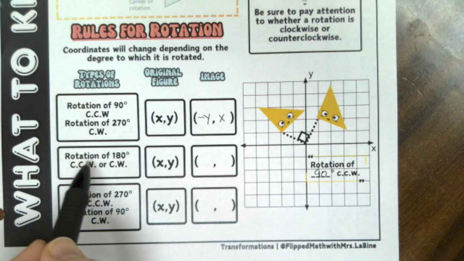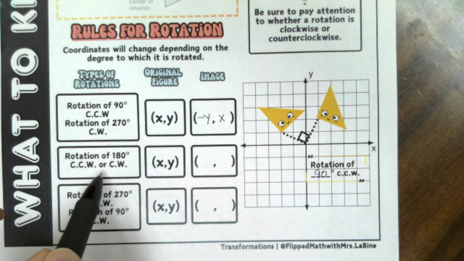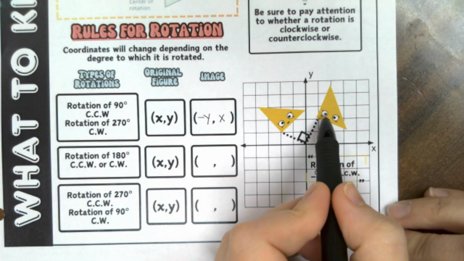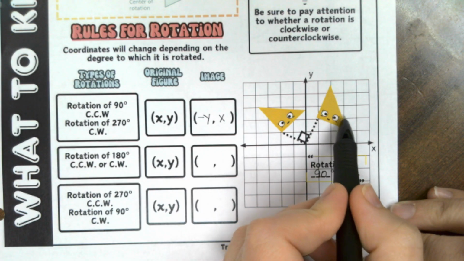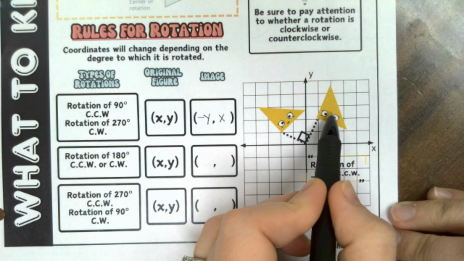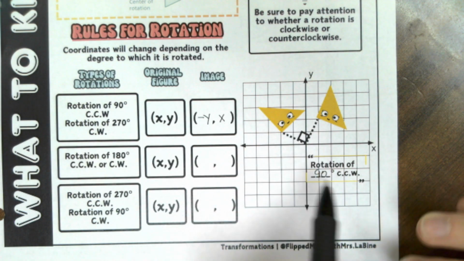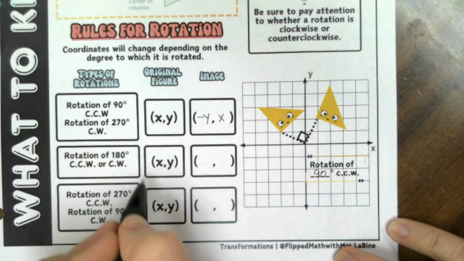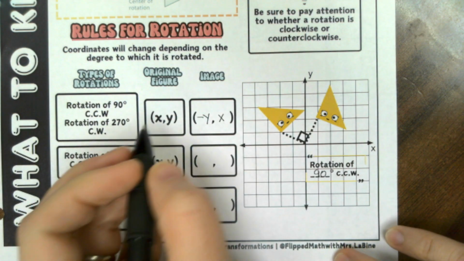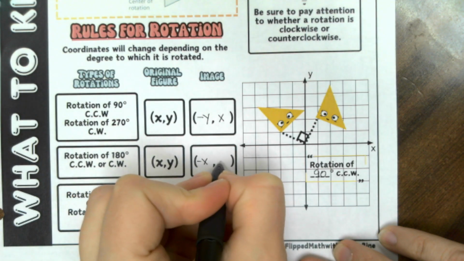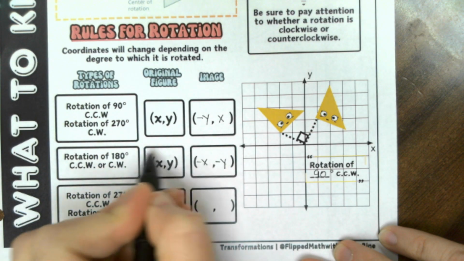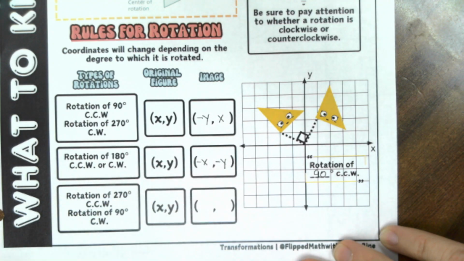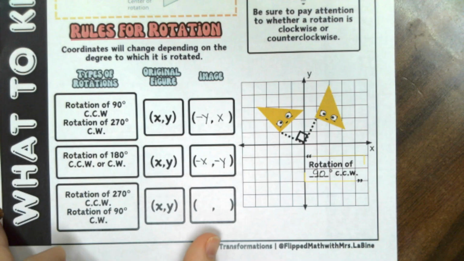Then a rotation of 180 degrees counterclockwise or clockwise, that makes sense, right? Because 180 degrees is the halfway point. It takes us about here, and if I go the other way, it still takes me there. So it doesn't matter which direction you're going when it's 180 degrees. If my original figure is (x, y), it would become (negative x, negative y). We're going to change the signs of the x and the y.